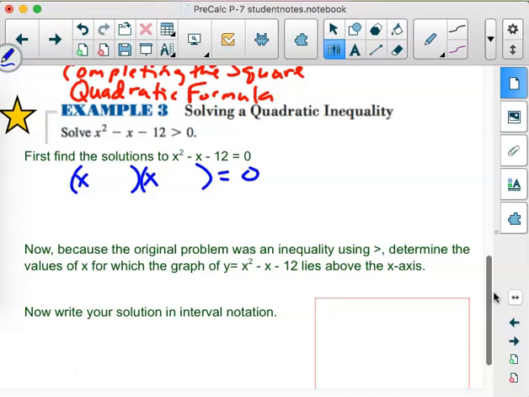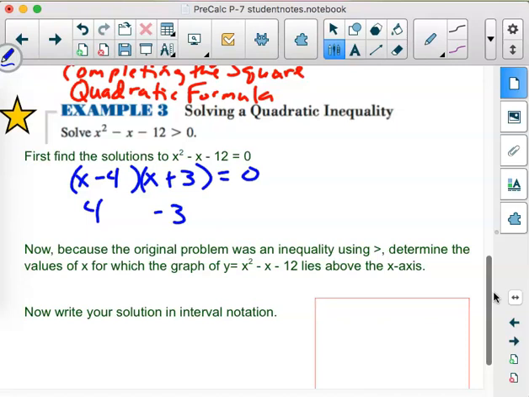Sydney, you got them? Negative 4 and 3. So our solutions are 4 and negative 3. Those solutions are the x-intercepts. That's where it's going to hit the x-axis.